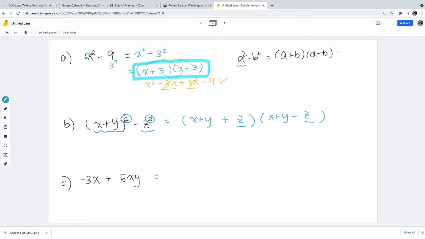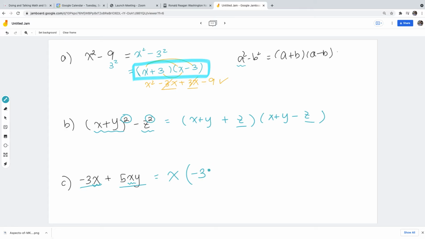So is any common factor shared between those terms? For this one, nothing is in common, right? x is squared, 3 is not, so there's no common factor. You're going to examine these two terms and see, oh, here's an x multiplied by negative 3, and x multiplied by 5 and 5 times y. So yes, I can factor x out of negative 3x.